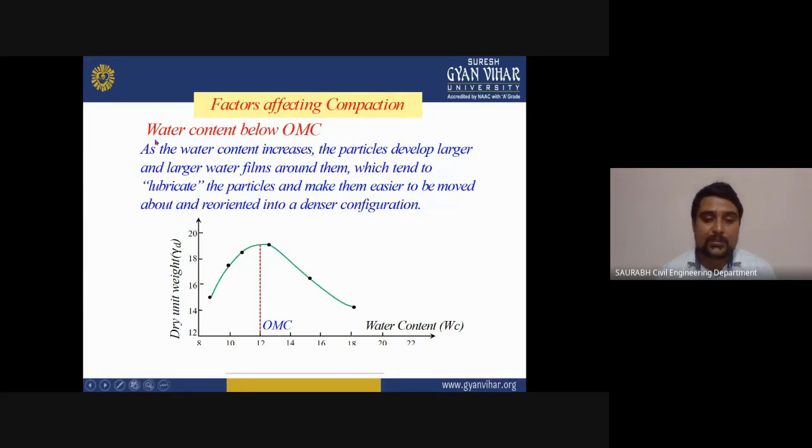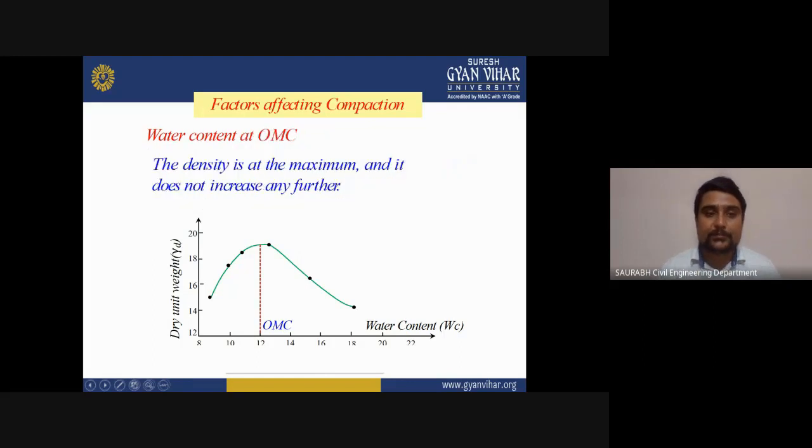As you can see on the graph, there is dry unit weight, and this is your water content, which is represented by WC. And what will be the water content at OMC? Optimum moisture content, you can see here. The density is at the maximum, and it does not increase any further. So you can see here, that is your graph, and this shows the relation between the dry unit weight of a soil and the water content of a soil.